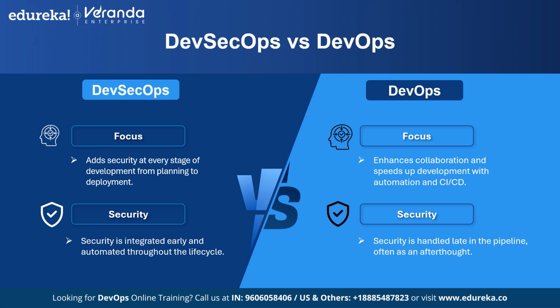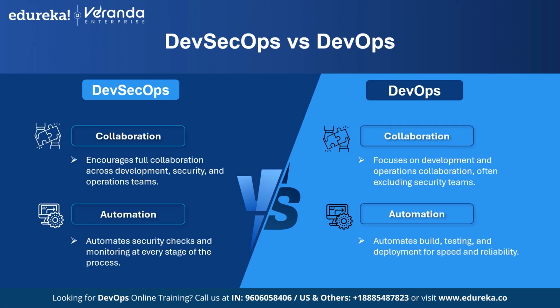Then in security, in DevSecOps security is shifted left. It is integrated from the start of the development process, with continuous monitoring throughout the lifecycle. Security tests, vulnerability scans, and compliance checks are automated at each stage. But in DevOps, security is often treated as an afterthought or addressed during the later stages of the pipeline, that is, before production deployment.